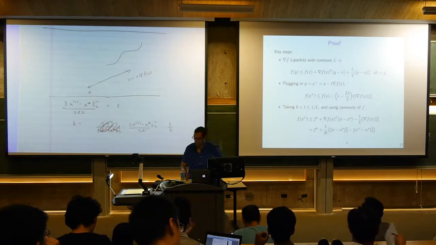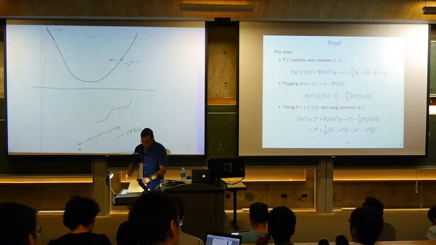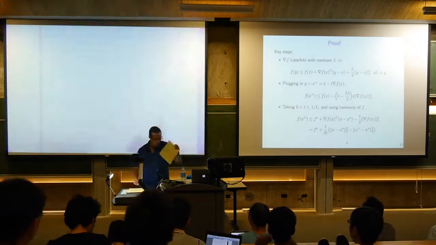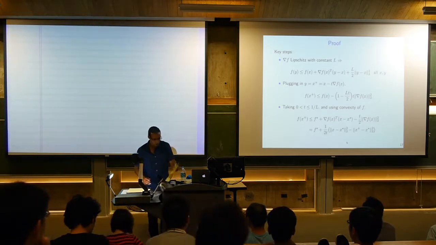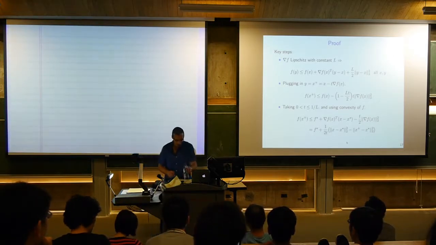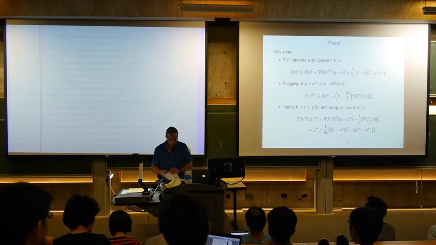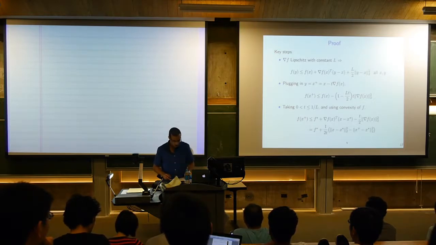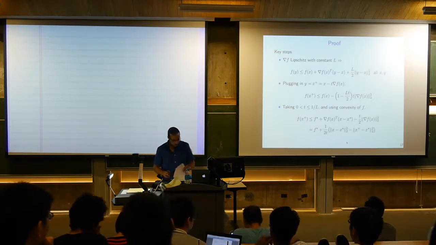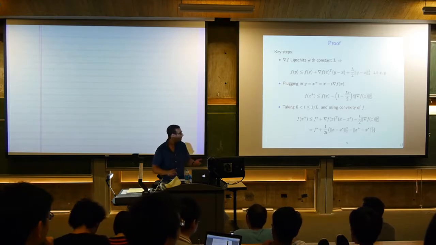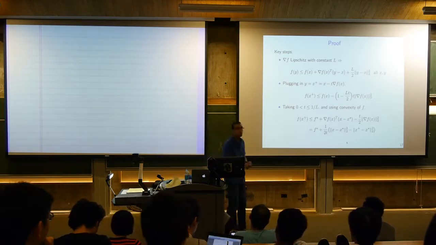Okay, let's go through the proof. The proof of the convergence rate for proximal gradient, which you'll do in homework 2, is going to be somewhat similar to this. So it'll be helpful to understand this proof because it'll also help you with your homework.